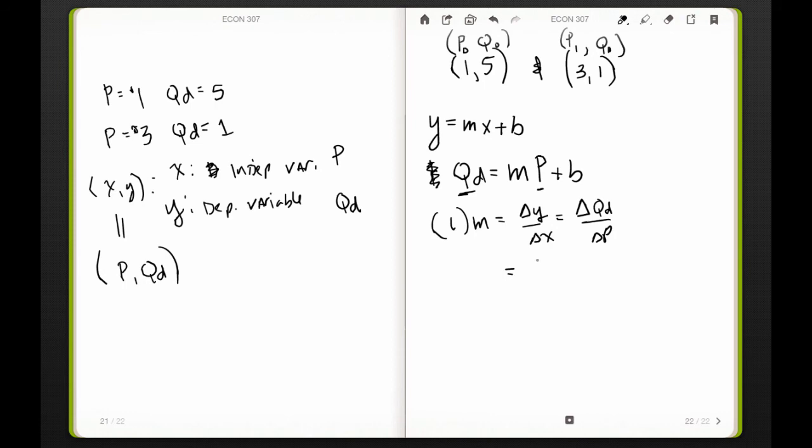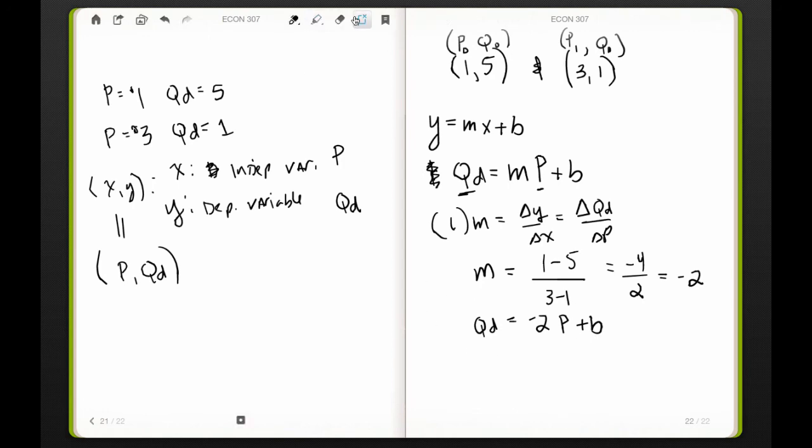So we're going to have 1 minus 5 for the change in Q. So 1 minus 5. And we're going to divide it by that change in P, change in price. It's going to be 3 minus 1. And we get negative 4 over 2, which is negative 2. So we have this slope now of m. So far what we've done is QD is equal to negative 2P plus B. What we're doing right now is creating this demand curve. So now I'm going to move over here.